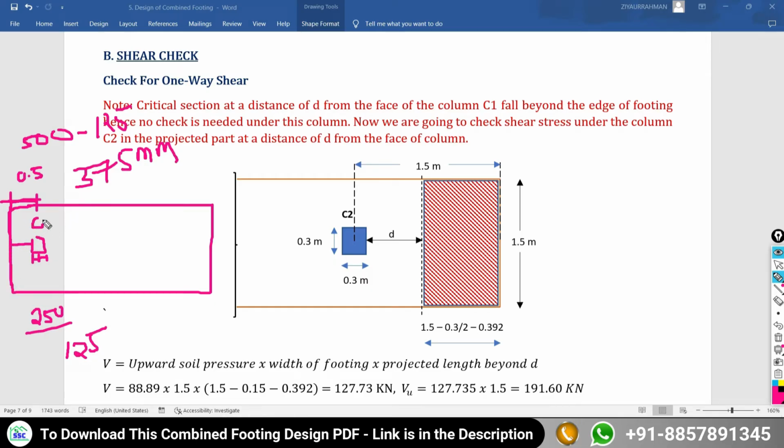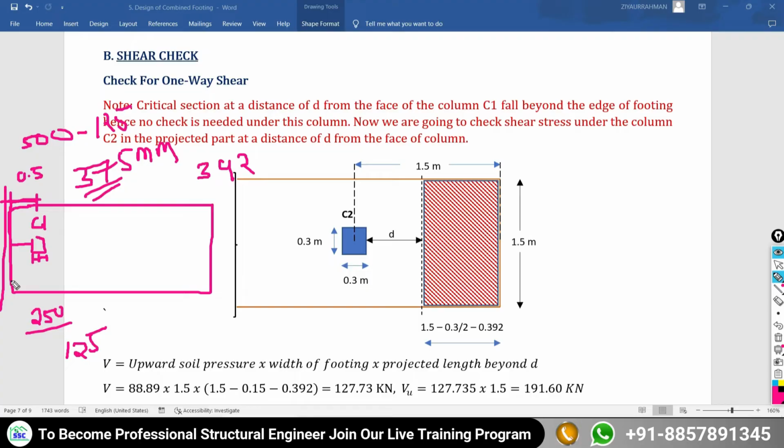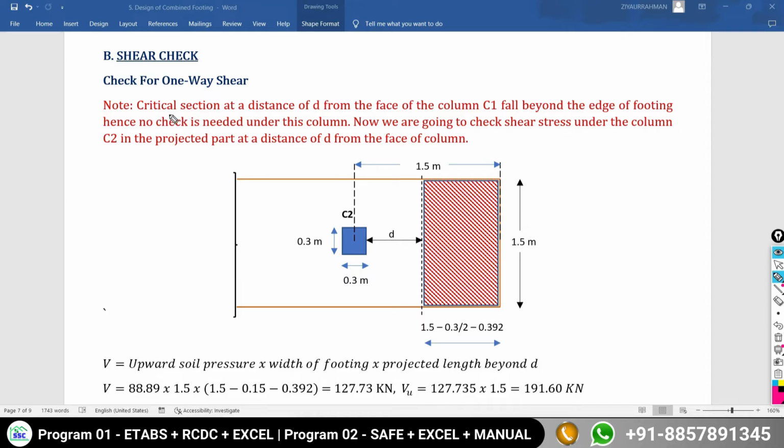How much is there from the C1 column? It is 375, and our effective depth is 392. So your one-way shear section falls outside of the edge of the foundation, so the one-way shear check is not possible to perform. Same thing here: the critical section at a distance of D from the face of the column C1 falls beyond the edge of the footing, hence no check is needed under this column.